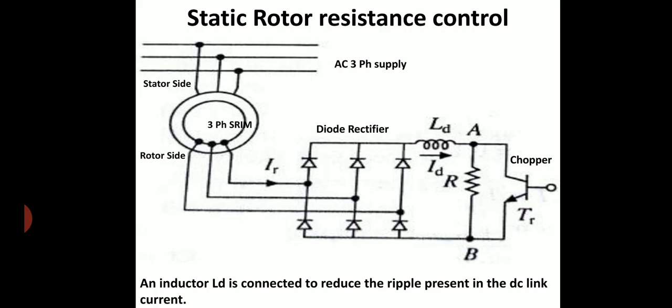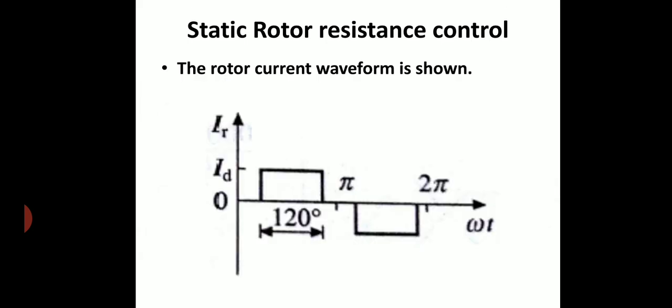Three-phase AC supply is given to the stator of the three-phase slip ring induction motor and the rotor side is connected to a diode rectifier, chopper and a resistance. IR is the rotor current, ID is the DC link current, R is the resistance connected across the chopper, TR is the rotor chopper. It is a transistor.